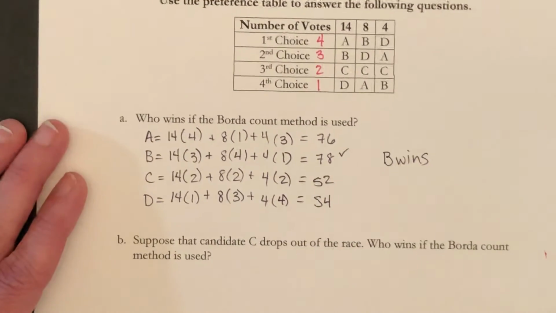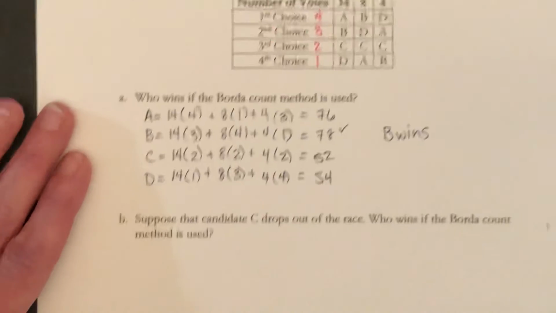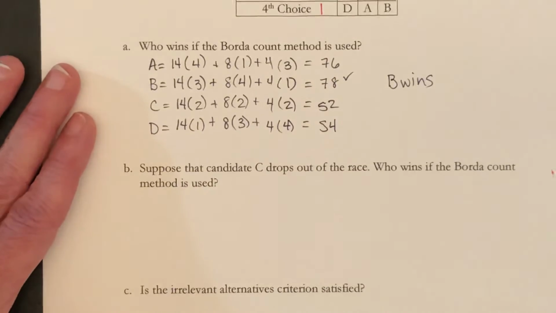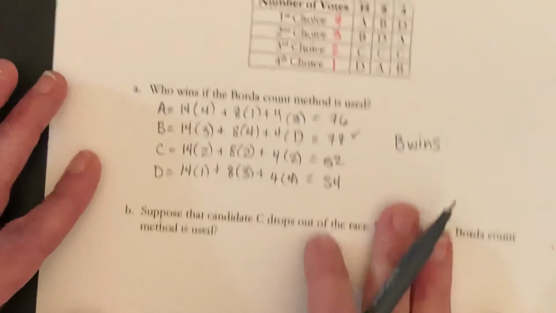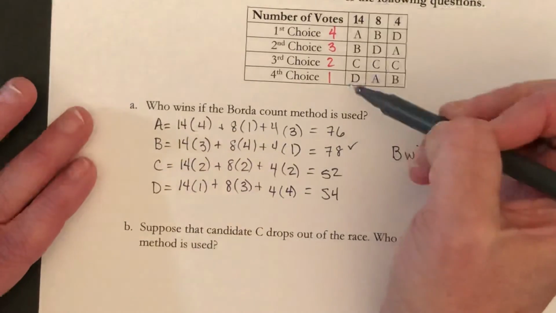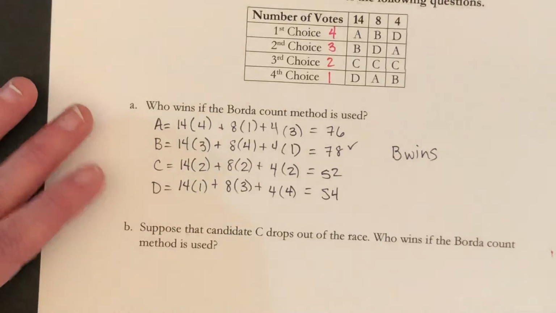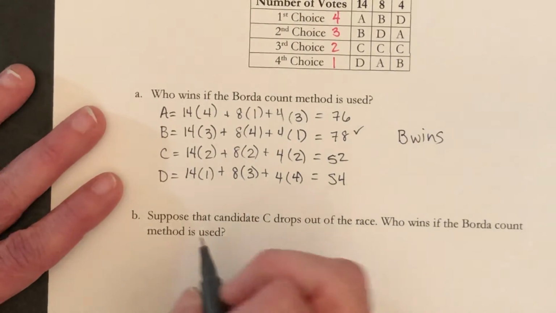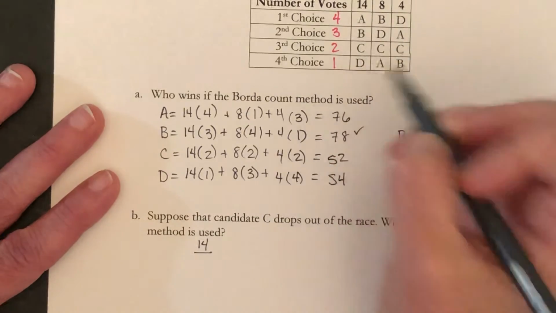Now, suppose that candidate C drops out of the race. Who wins if the Borda count method is used? This is the case where somebody who was irrelevant dropped out, because candidate C did not win. So I'm going to rewrite my preference table, leaving C out. So 14 votes, it's A, B, D.